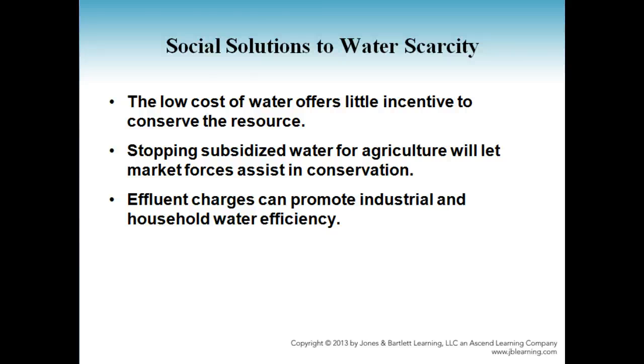Effluent charges can promote industrial and household water efficiency as well. In Maine, if you're hooked up to municipal water, it costs more for the water that you flush than the water that you take in. You're charged more per amount. They determine that amount by how much comes into your house at a certain rate of cost, and then charge you more for the rate that they assume is coming out the other end.